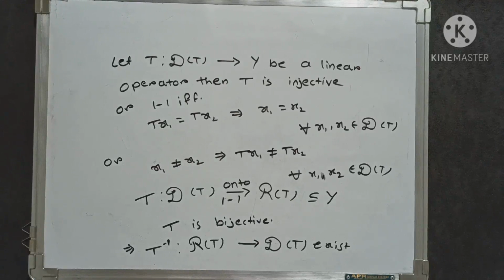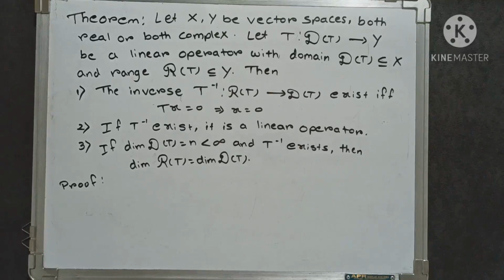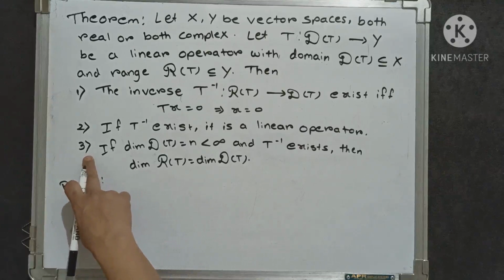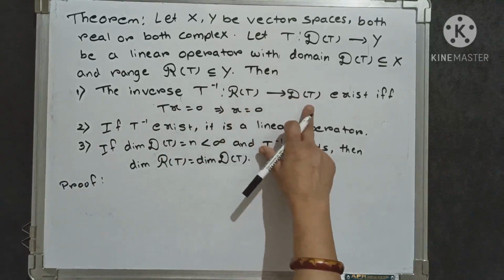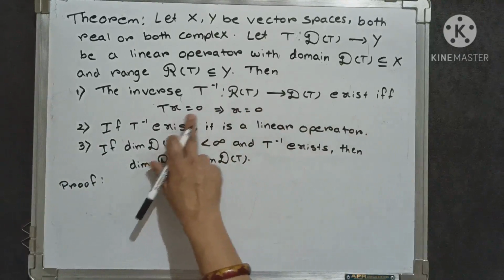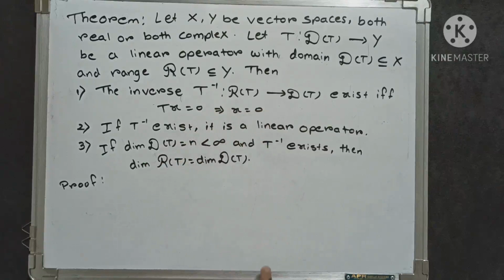Now after this, we have the theorem about the inverse operator. The statement of the theorem is: let X, Y be vector spaces, both real or both complex. Let capital T from script D of T to Y be a linear operator with the domain D of T a subset of capital X and range script R of T a subset of Y. Then we have to prove these three statements. First, the inverse T inverse, from script R of T to D of T, exists if and only if Tx equals 0 implies that x equals 0.